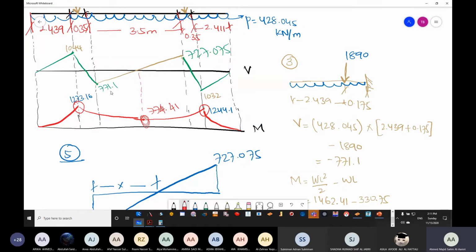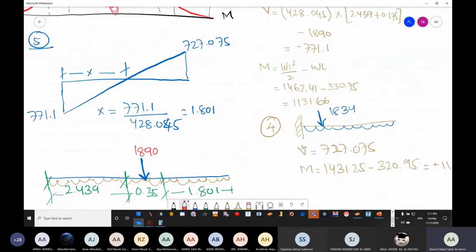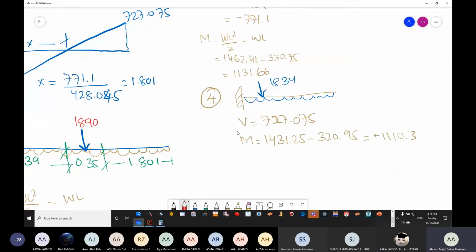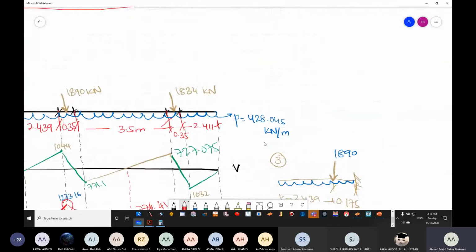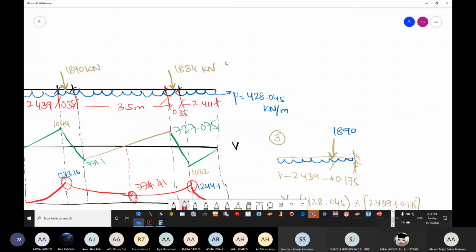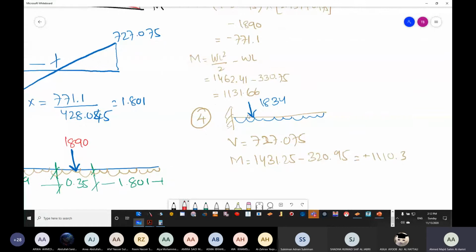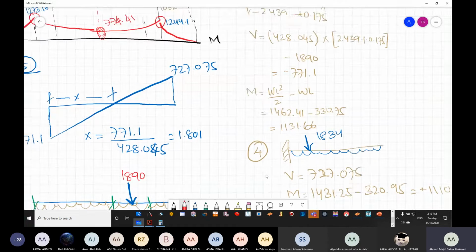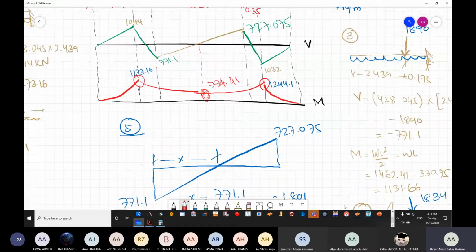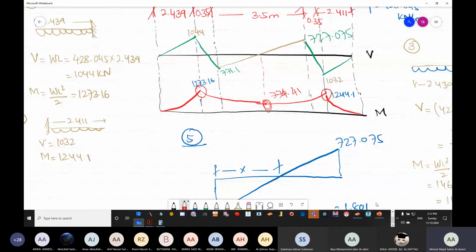Later on I took the other portion, this particular part. We drew once again the free body diagram, and according to the free body diagram, I calculated shear and bending moment using the equations once again. Whether you are using the equation or the area of the shear, both of them will give you the same answer. The only thing is you need to make sure that the dimensions or lengths you have taken are correct.